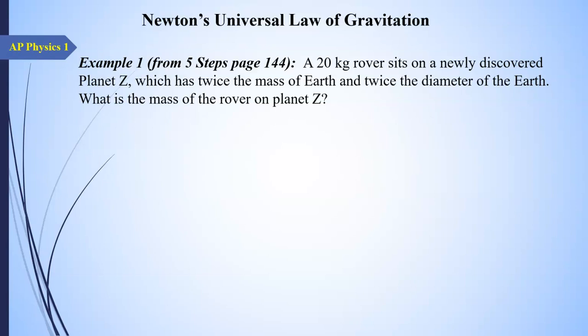Okay, now this example comes from 5 Steps for a 5, and Greg Jacobs presents this as what he calls semi-quantitative reasoning. It's kind of a number problem, but it's one you should do a little more intuitively. So he says a 20-kilogram rover sits on a newly discovered planet Z, which has twice the mass of the Earth and twice the diameter of the Earth. What is the mass of the rover on planet Z?